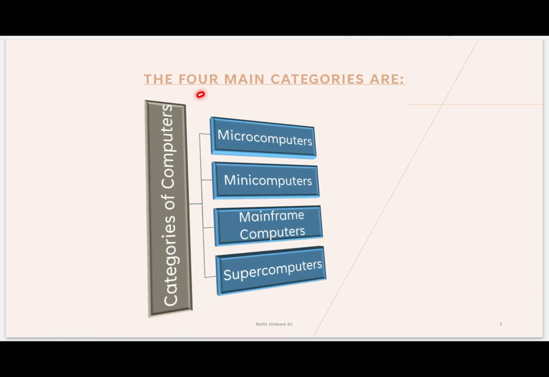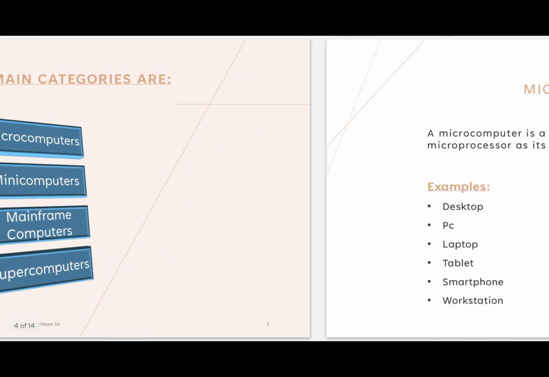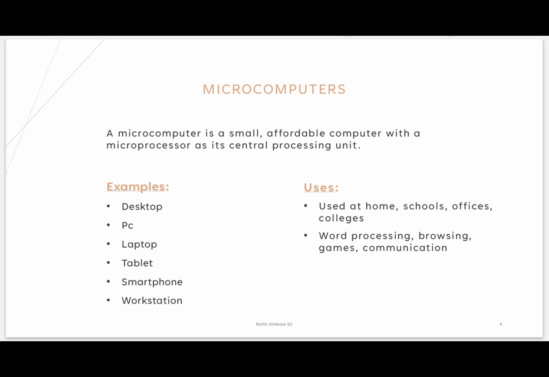There are basically four main categories of computer. First is microcomputers, then minicomputers, then mainframe computers, and supercomputers. In short, whatever computer we use in schools, colleges, and homes is called a microcomputer. Minicomputers are a somewhat advanced version of that. Mainframe computers are used by firms, companies, big universities, and banks, and supercomputers are used for weather forecasting and atomic research, very powerful computers. Now we will see them in detail.